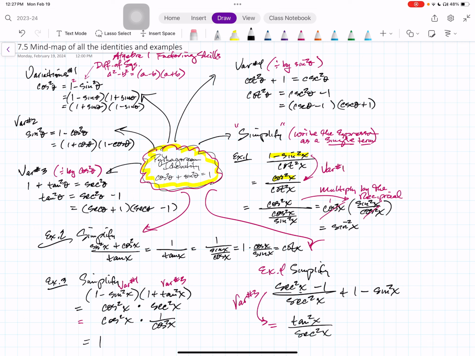All right, and now this portion here, the 1 minus sine squared x, you know what that is, right? That's variation number 1. That's actually equal to cosine squared x. So again, it's recognizing what you're dealing with based upon your experience earlier in the initial mind map where we put all the identities out there on paper. So this is actually equal to cosine squared x.